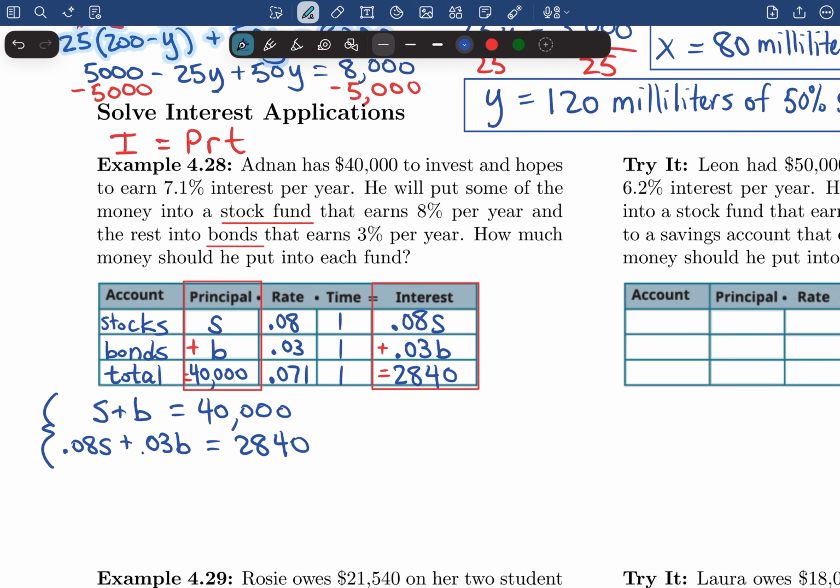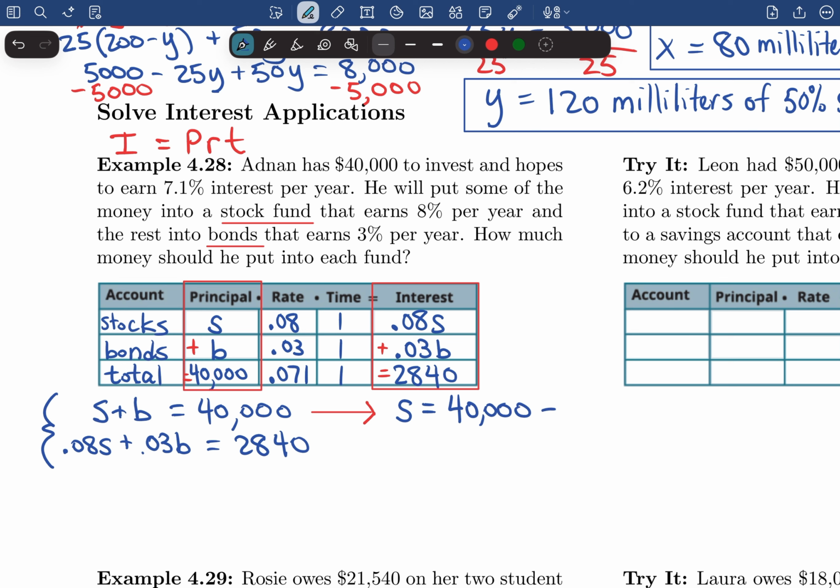Okay, and so now it becomes time to decide. Are we going to use substitution or elimination? I think it seems easier to use substitution in this case. So I'm going to just jump right in and solve the top equation for, in this case, S. Now you could solve for B as well. It doesn't matter. So you have a lot of options at this point. You could do many different things, but we would have to come to the same answer if we did those things right.